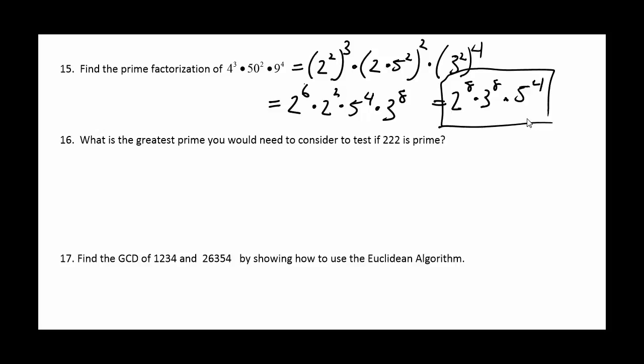Alright, what's the greatest prime I would need to consider to test if 222 is prime? Well, I'm going to start with looking at the square root of that. So I get about 14.89. Okay, so what I need to know is what's the largest prime smaller than 14.89, and that would be 13. So as far as testing prime numbers go, I only have to test up till 13 to see if it goes in there, because then I would have found everything else up to that point.